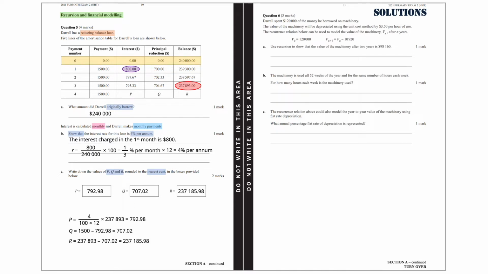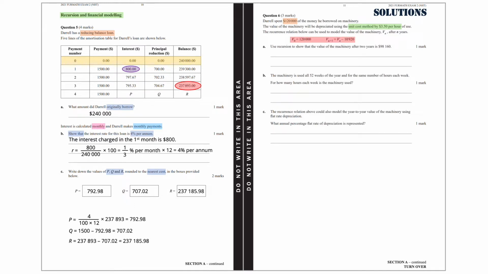$237,185.98. Question 6. Daryl spent $120,000 of the money he borrowed on machinery. The value of the machinery will be depreciated using the unit cost method by $3.50 per hour of use. The recurrence relation below can be used to model the value of the machinery Vn after n years.